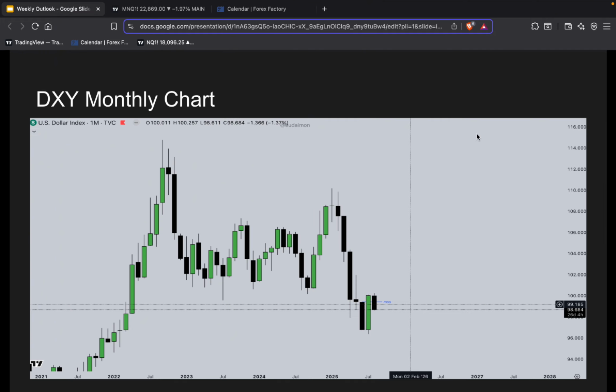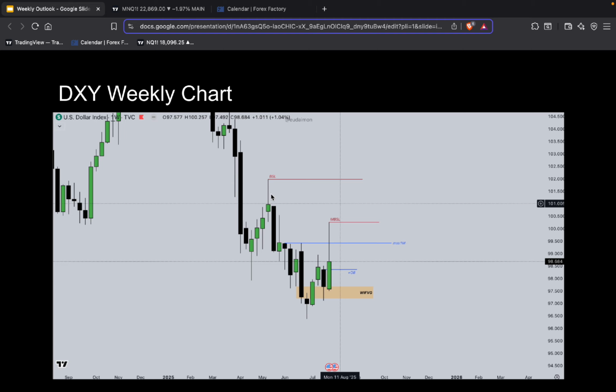This is the DXY monthly chart, dollar index, and previous month we closed above the previous month's candle body, which indicates to me it might be a potential market structure shift in the weekly chart. We see the price had inverted that weekly inversion fair value gap and traded into that and displaced from that weekly inversion, this one in orange color.